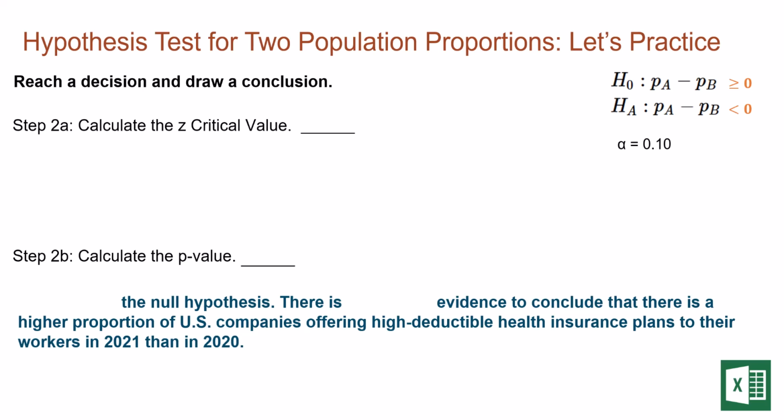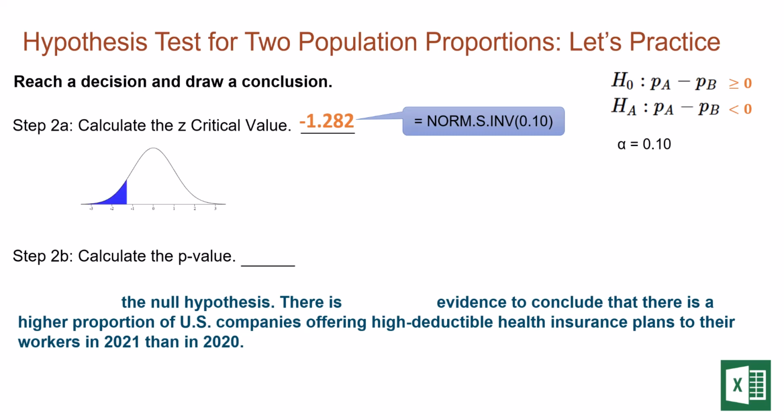We will conduct the hypothesis test using the critical value and p-value approaches, but you may only need to do one of these either way depending on your problem. In step 2a, we need to calculate the z critical value. In Excel, we'll type in norm.s.inv and 0.10 for alpha for a lower tailed test, and we get a negative 1.282. Here's a visualization of the standard normal distribution, and here is that cutoff critical value.